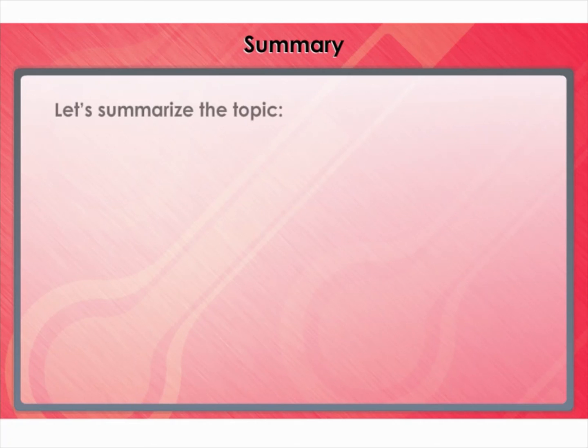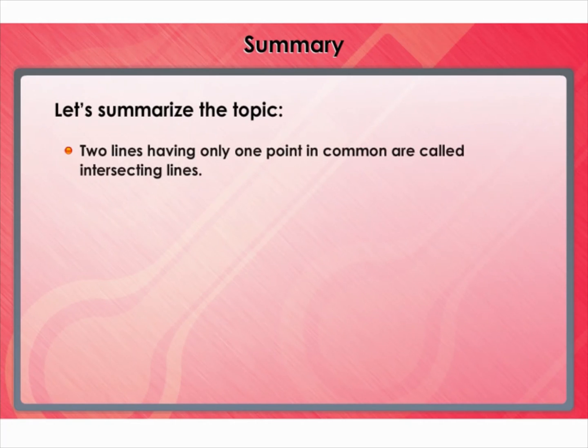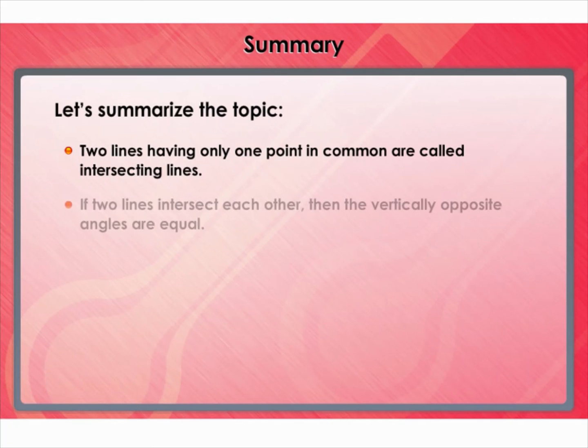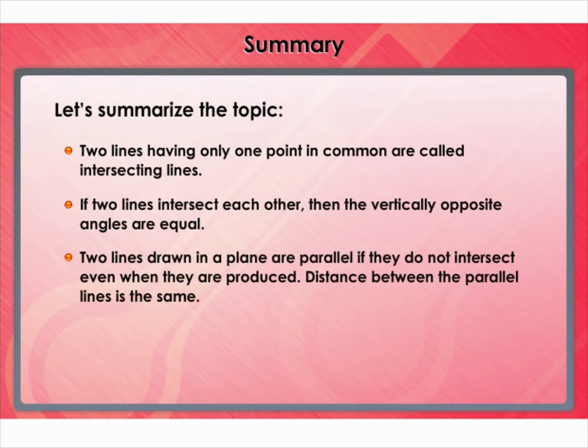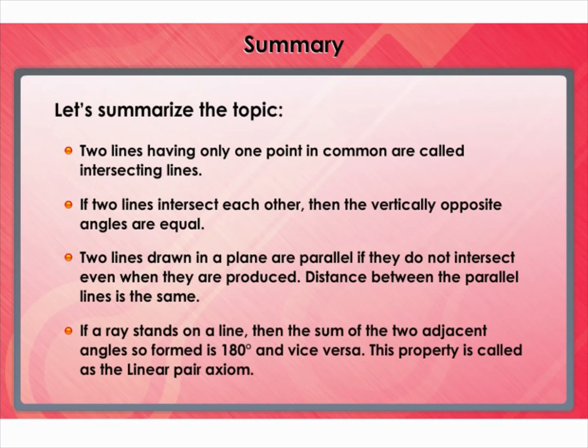Summary. Let's summarize the topic. Two lines having only one point in common are called intersecting lines. If two lines intersect each other, then the vertically opposite angles are equal. Two lines drawn in a plane are parallel if they do not intersect even when they're produced. Distance between the parallel lines is the same. If a ray stands on a line, then the sum of the two adjacent angles so formed is 180 degrees and vice versa. This property is called the linear pair axiom.